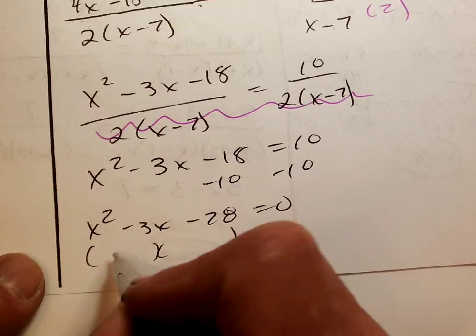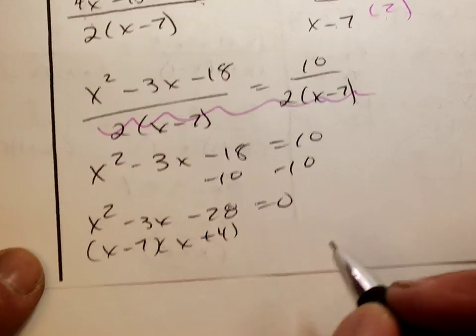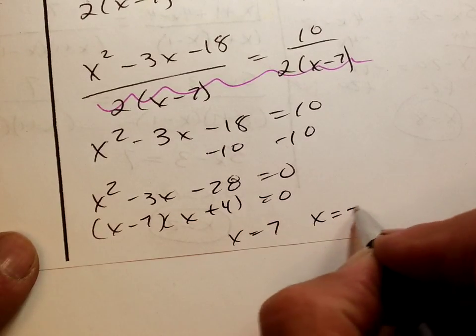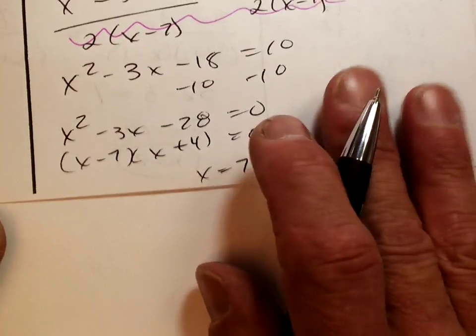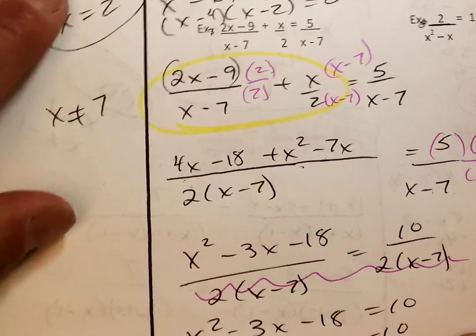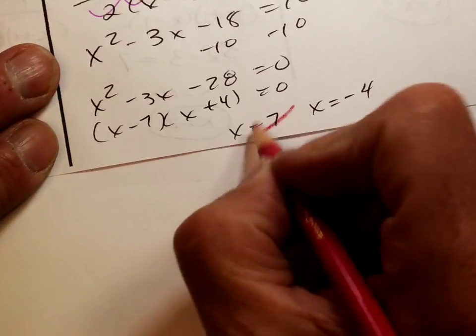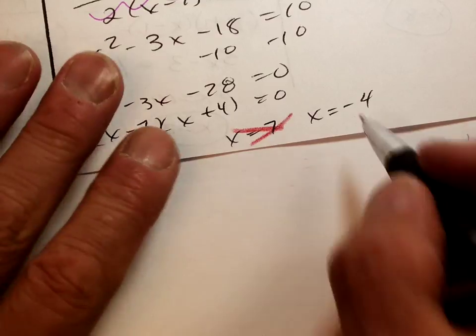Factor, x minus 7, x plus 4, right? So x is equal to 7 and x is equal to negative 4. But what are we going to do? Cross out the 7, right? Because way up here we said x cannot equal 7. We throw out the 7. We get one answer, and our one answer is the negative 4, okay?